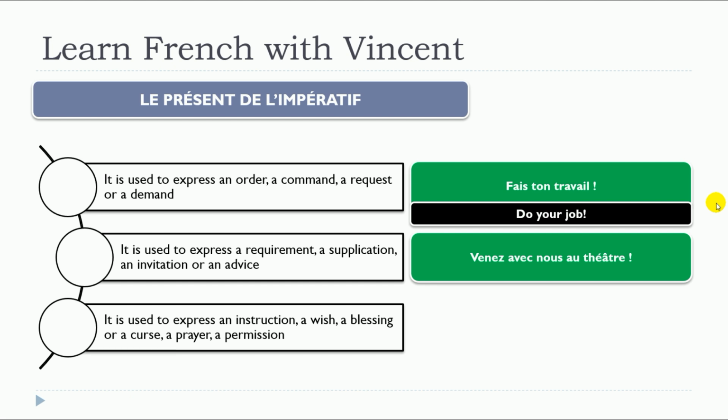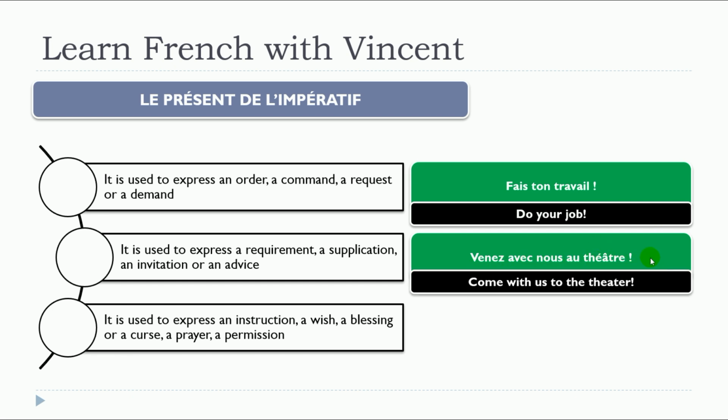So let's have a look at the second one now. Venez avec nous au théâtre. So in that situation, of course, it's not an order, it's an invitation. But it's quite interesting because as you can see, we can use le présent de l'impératif to invite people. So of course, you're not giving an order, but you are using that to be kind and nice and invite people to come with you to the theater. Venez avec nous au théâtre. In that situation, the verb is venir, and you can see that it's for the vous form. Venez avec nous au théâtre.